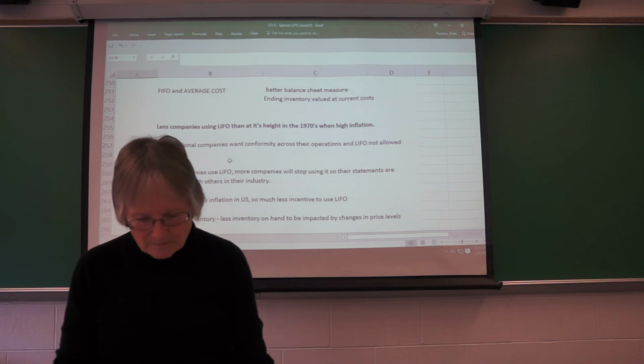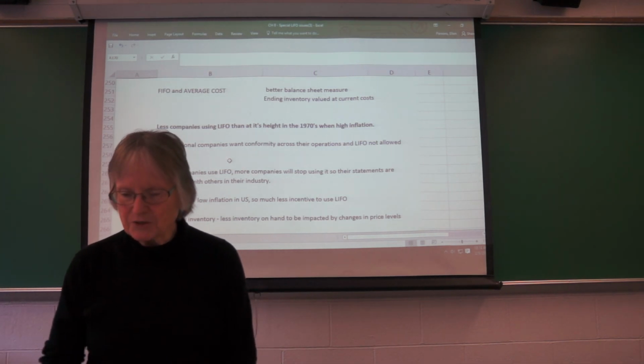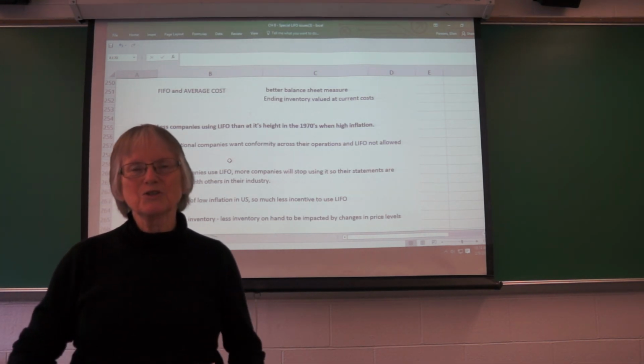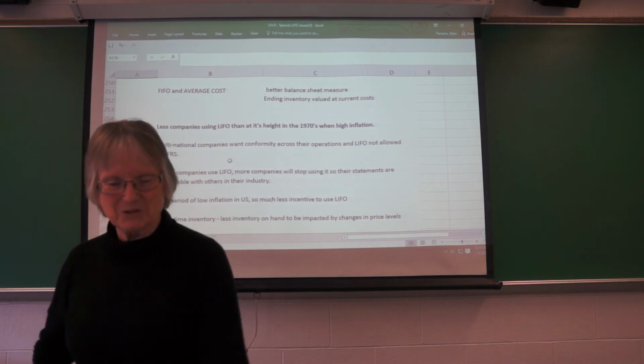Okay, so the next thing we'll talk about will be the basis for selection of an inventory method.